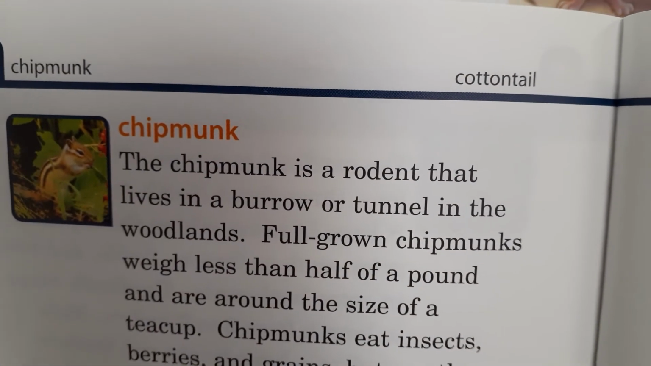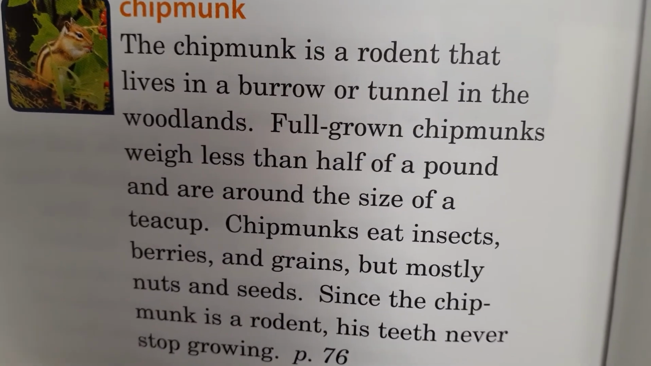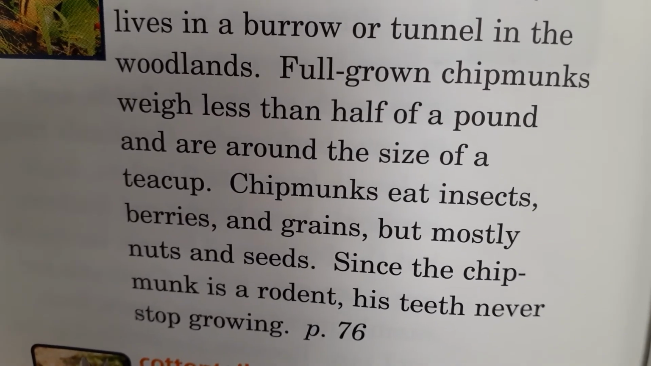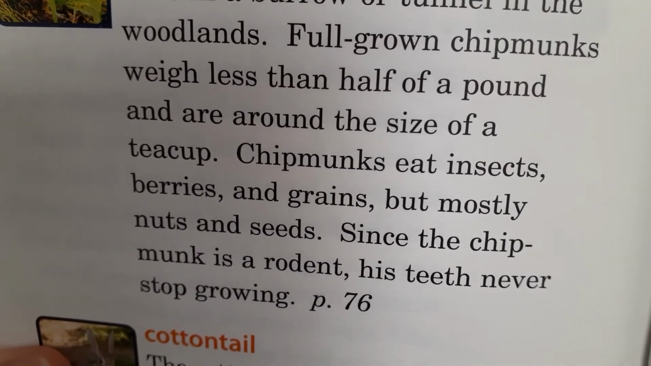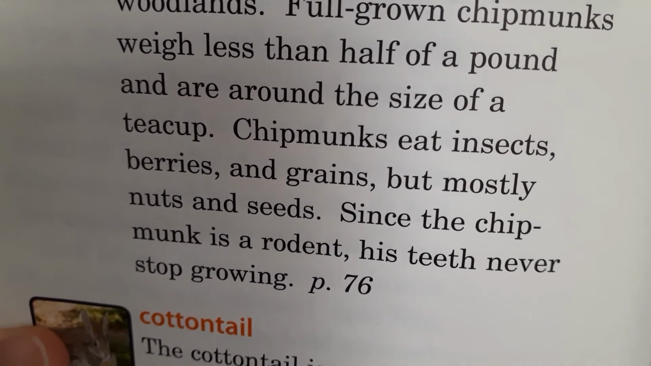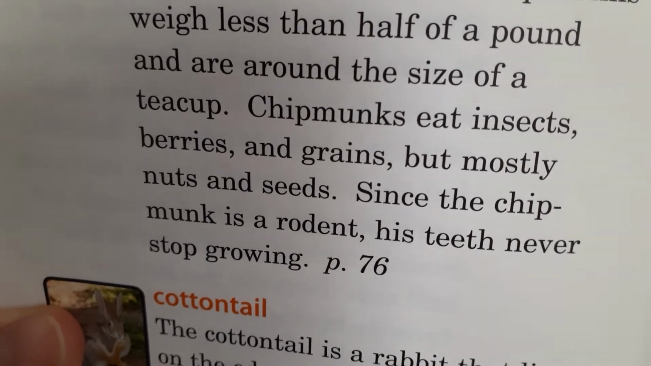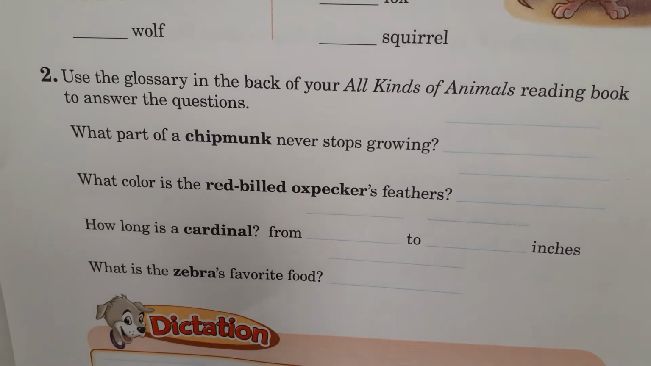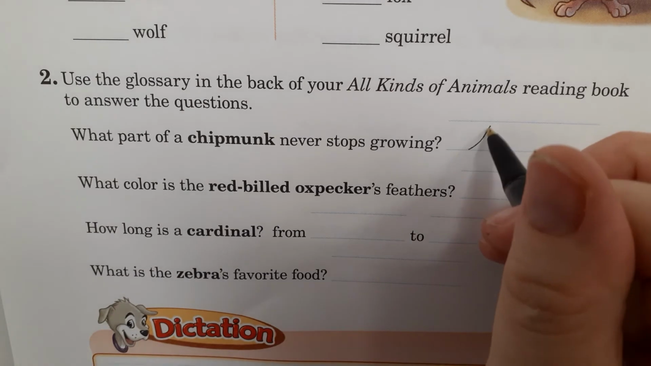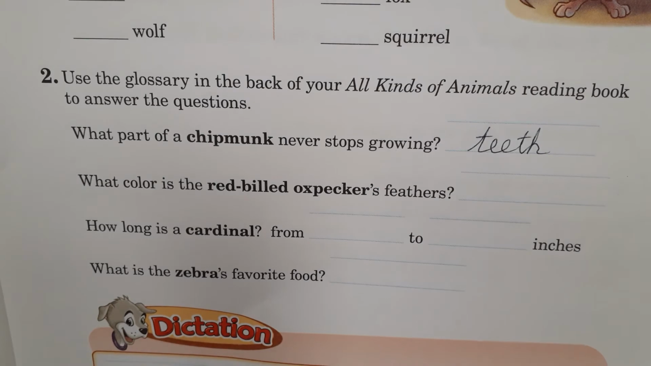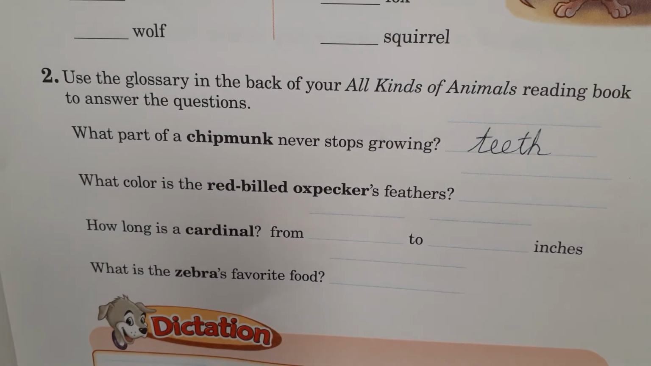Here's CH, chipmunk. So, the chipmunk is a rodent that lives in a burrow or tunnel in the woodlands. Full-grown chipmunks weigh less than half of a pound and are around the size of a teacup. Chipmunks eat insects, berries, and grains, but mostly nuts and seeds. Since the chipmunk is a rodent, his teeth never stop growing. So the question is, what part of a chipmunk never stops growing? The teeth. His teeth never stop growing.